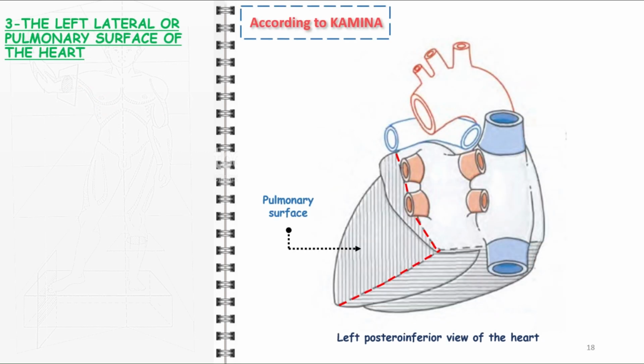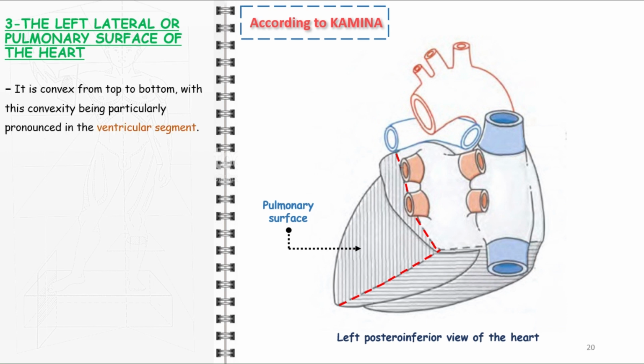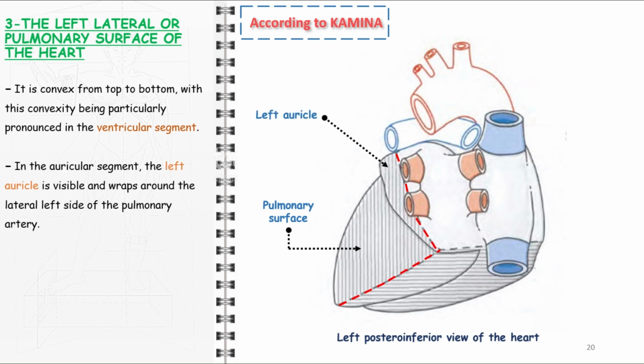And the lateral surface of the heart, also called the pulmonary face, faces left and backward. It is convex from top to bottom. This convexity is especially pronounced in the ventricular segment. In the auricular segment, the left auricle wraps around the lateral left side of the pulmonary artery.